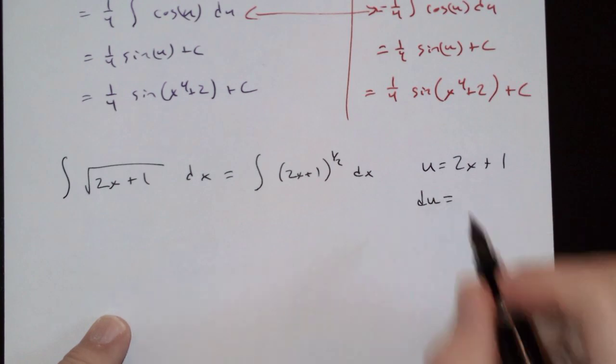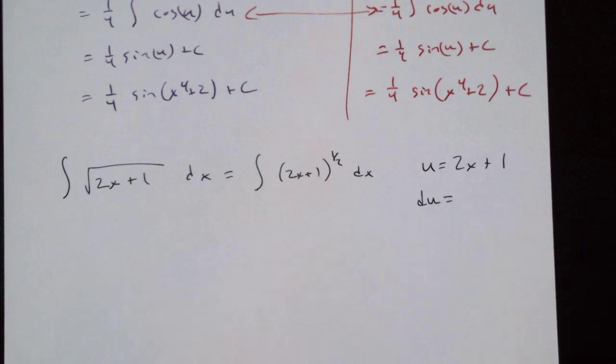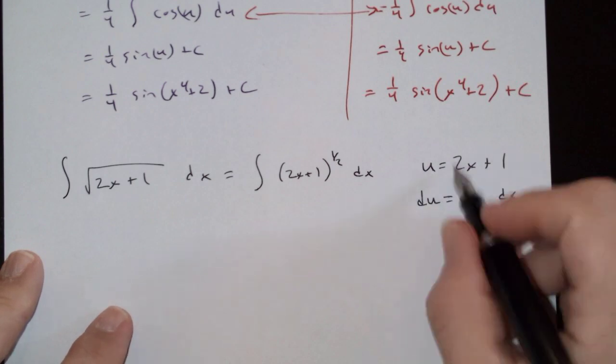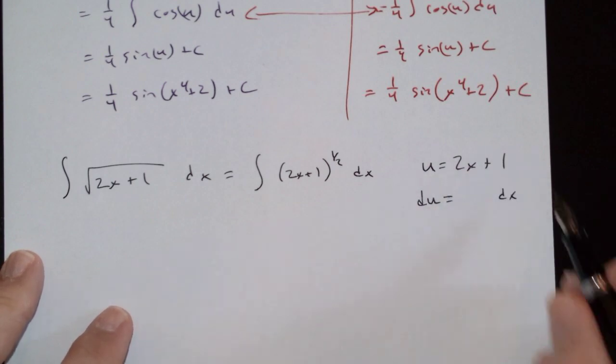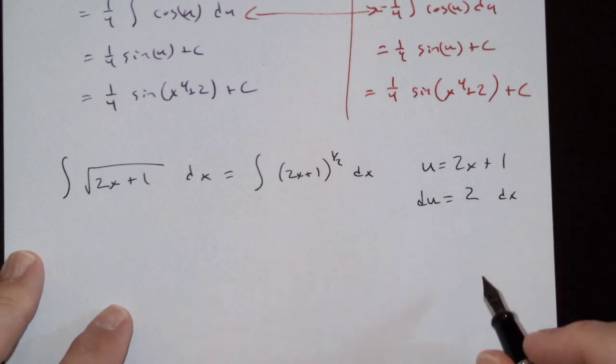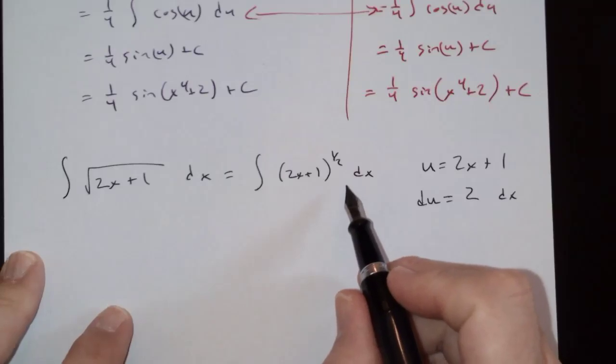What's my new differential? You'll notice I'm not always going to write du dx because I know my goal is to put the dx on the other side. So if I know I'm going to do that, I might as well just put it on the other side to begin with and just take the derivative of this. What's the derivative of 2x plus 1? Yeah, that's nice and easy. Is there a 2 out there with my dx?